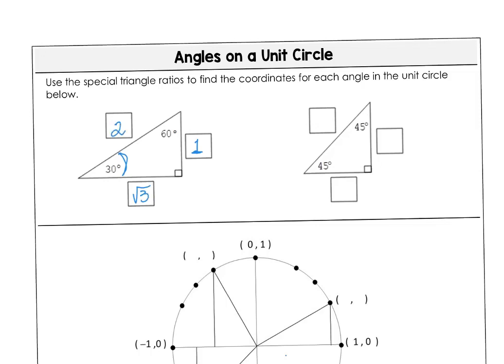Now, if you think about that from a unit circle, so we're talking about a 1 unit circle, we've got to force this hypotenuse to be a 1. So to do that, I can divide each term. If we divide the hypotenuse by 2 and the legs by 2, we're going to have the value on a circle whose radius is 1 unit.